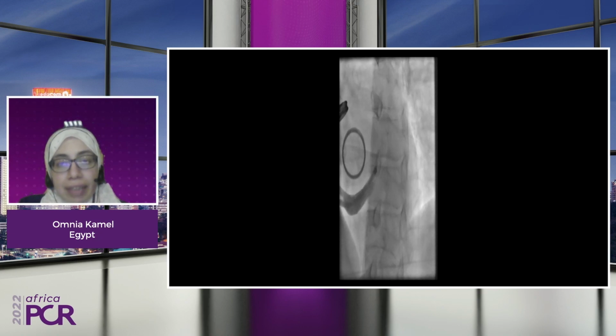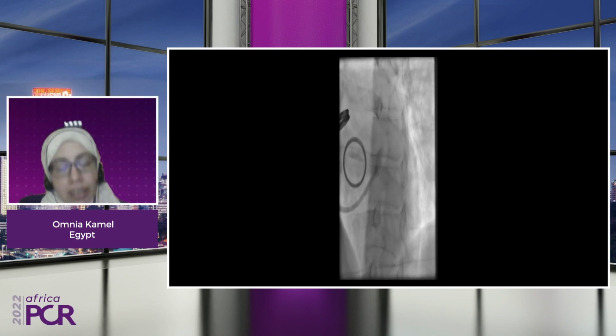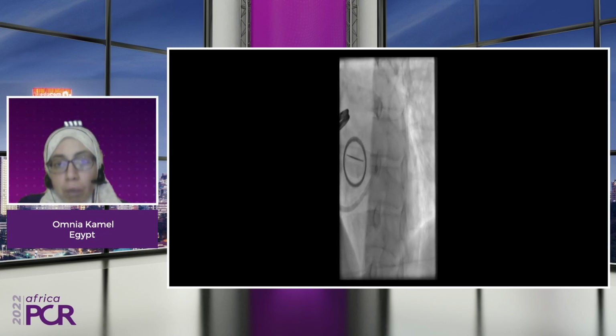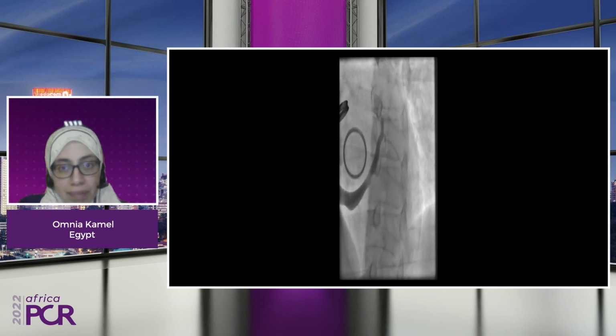But if the patient has CRT for resynchronization, I put the coronary sinus lead first, because if there is any problem in the coronary sinus and I couldn't put the coronary sinus lead, I wouldn't be able to go for biventricular pacing for this patient. So at this time I will abort the procedure. So we start usually with the coronary sinus.